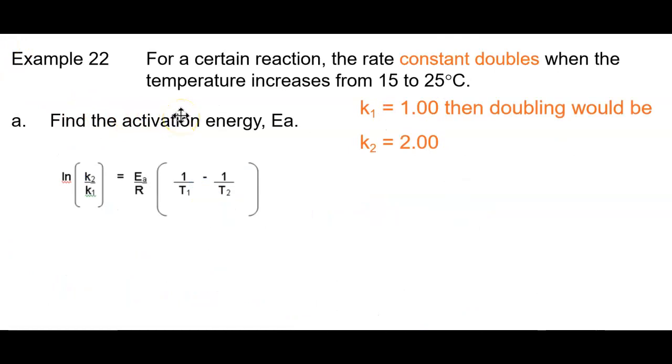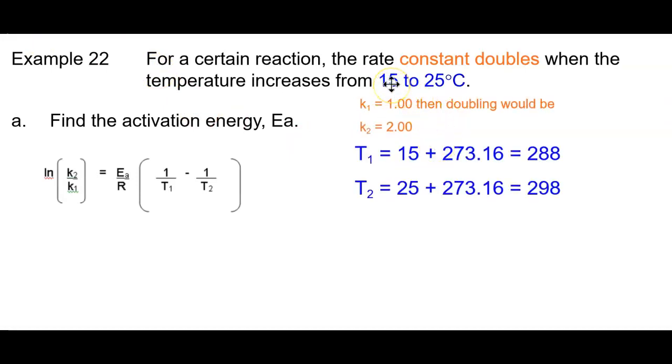Okay, for 22A, it says for a certain reaction, the rate constant doubles when the temperature increases from 15 to 25 degrees Celsius. Rate constant doubling means we're just going to pick a rate. I'm going to make it very simple, a random rate, because this doesn't give us a value. It just tells us it doubles. So we're going to put K1 as 1 and K2 as 2. I could have done 100 and 200, or 50 and 100. Whatever I did, I just needed to double it. It wouldn't have mattered.